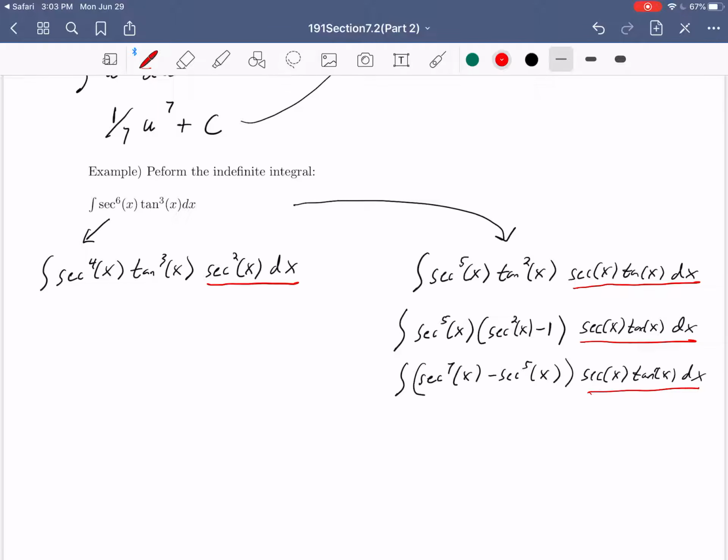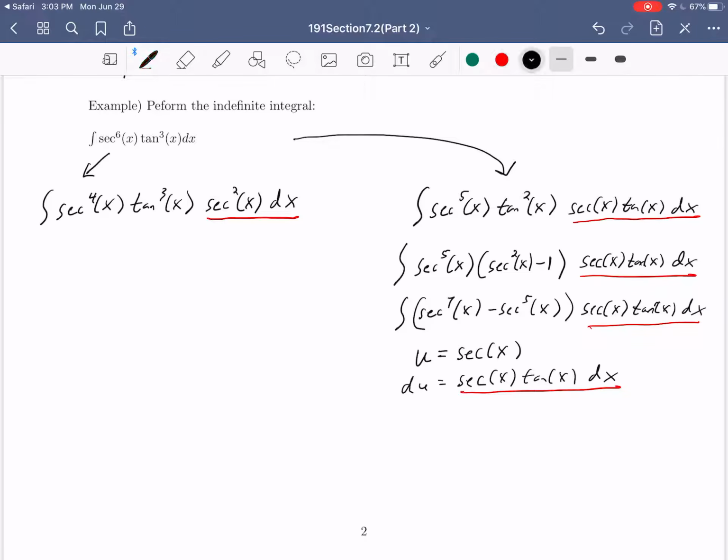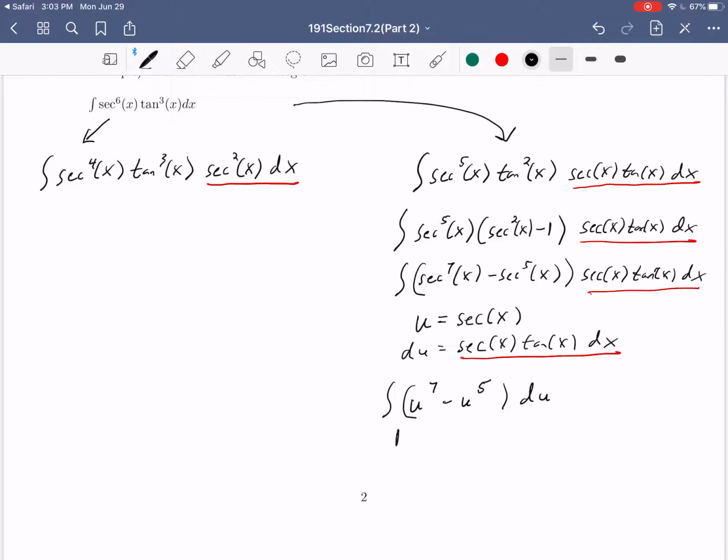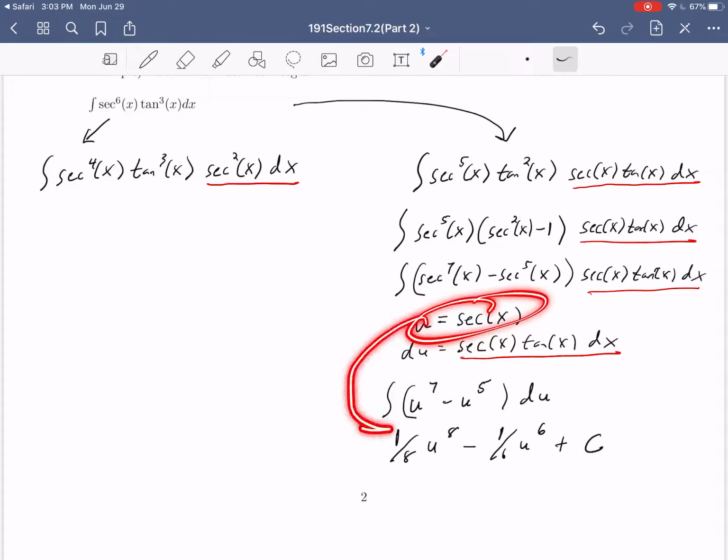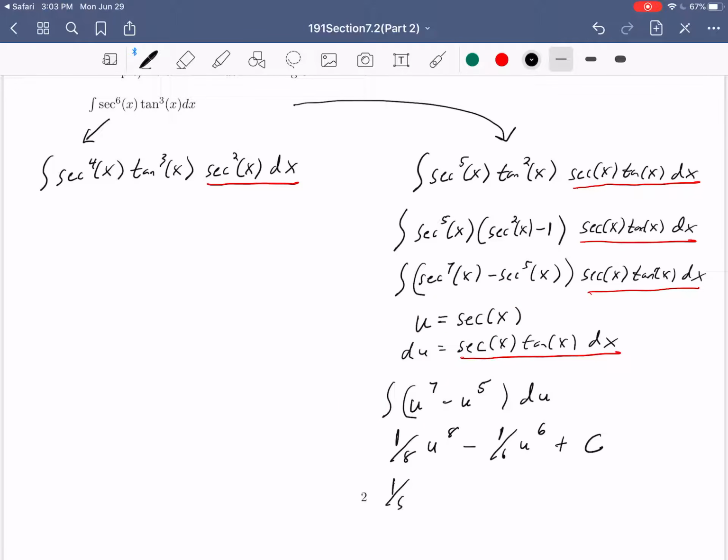And that's perfect because that is the derivative of secant. So we can do u equals secant x. du is going to be that secant x tan x dx, which is why we save that. So then this converts very nicely into the integral u to the 7th minus u to the 5th, all du. Then we can integrate directly: 1/8 u to the 8th minus 1/6 u to the 6th plus c. And then we can take that secant x and throw it back in there, and we get 1/8 secant to the 8th x minus 1/6 secant to the 6th x plus c.